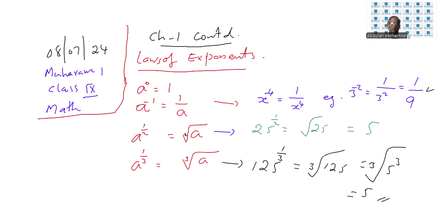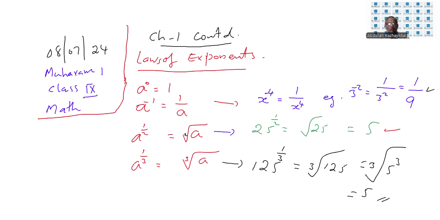Now listen here. A to the power of half means square root of any number. 25 to the power of 1 by 2 means square root of 25. That is 5. Sorry. Are you following or not? If you have any confusion, please tell me.